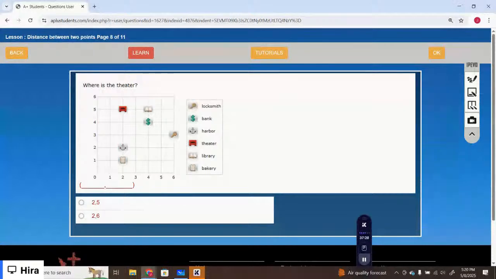Where is the theater? Which is the correct option? The theater is at (2, 5). Option number 1 is the correct option. That is (2, 5).